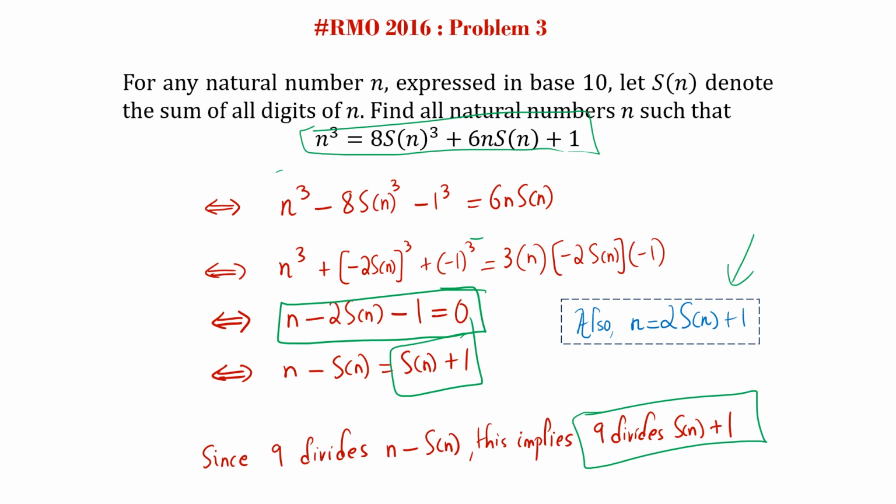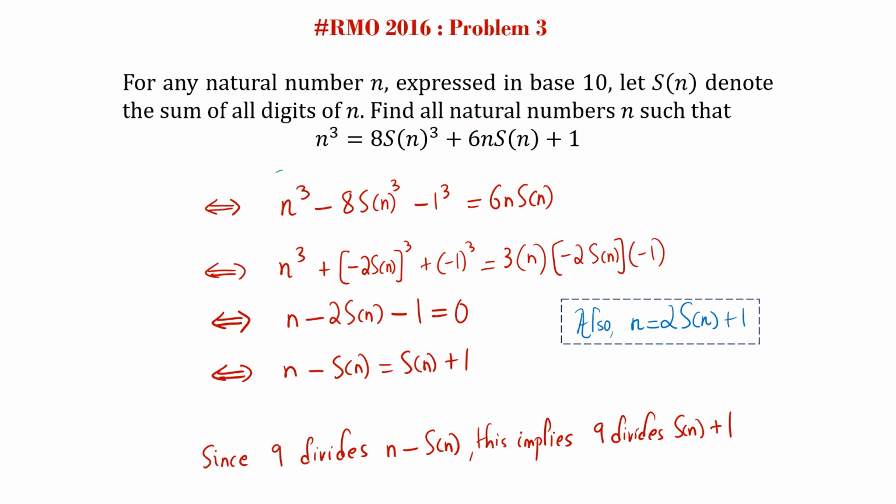So we have two important facts on the screen right now. We're going to make use of these two. Which two? So we know that 9 will divide S of n plus 1, and also the number that we are looking for is in fact equal to twice of the sum of its digits plus 1. Now you see, if the number is of this format, because the sum of the digits of n will always be a very small number usually.